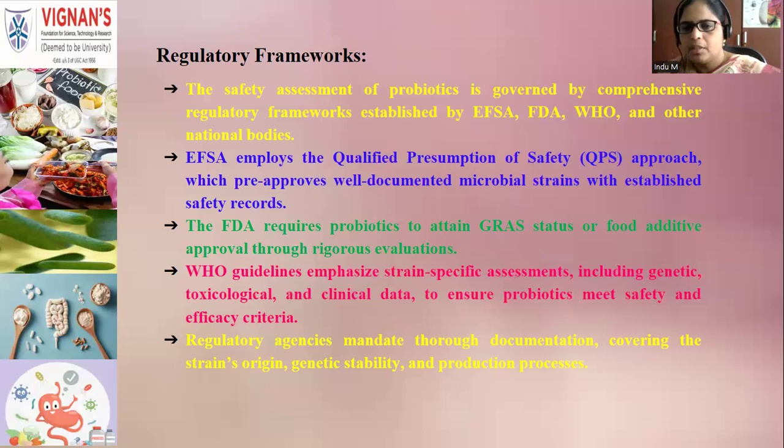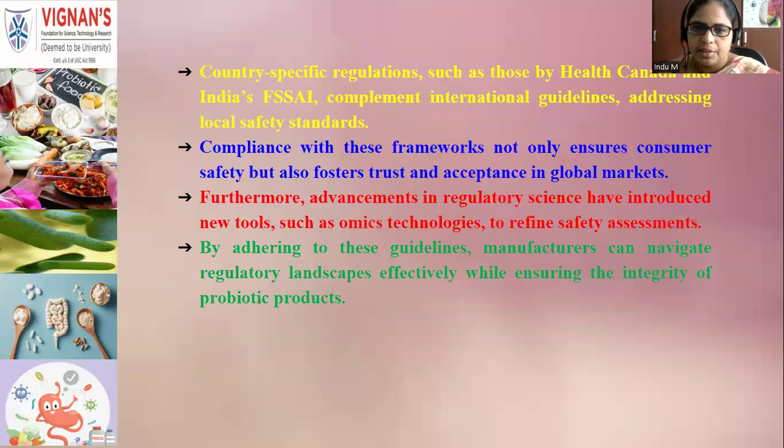In India, we have the regulatory authority, that is the Food Safety and Standards Authority of India. It looks after the safety aspects of probiotic organisms used in Indian food products. So country-specific regulations are there. Health Canada is there, and India sets complementary guidelines that address these safety standards. Compliance with these frameworks not only ensures consumer safety, but also fosters trust and acceptance in the global market.